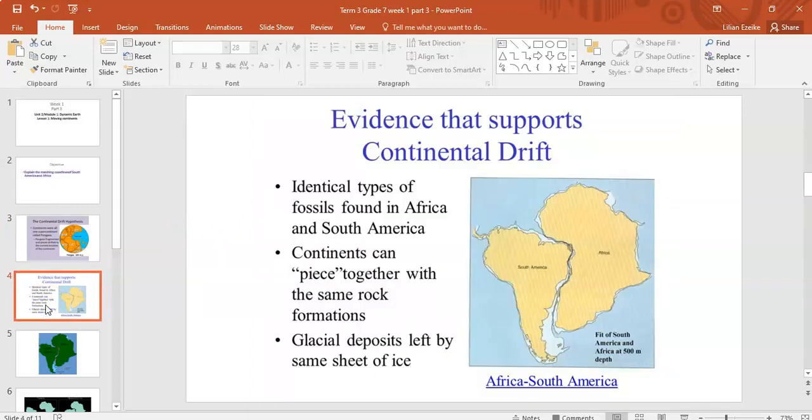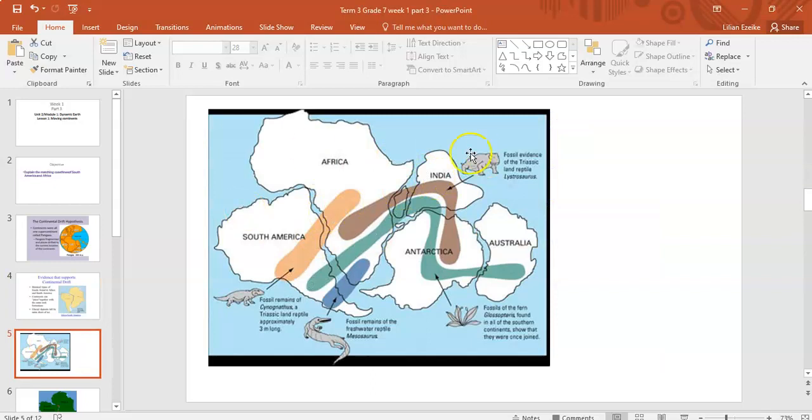Now, in the last lesson, we talked about 4 to 5 evidences that support that. The identical type of fossils found in Africa and South America. We are going to look at that. We saw that in one of the slides. We saw that there is identical fossils found between the different continents over the Earth. We've seen this slide before in the previous lesson where I explained about the fossils that are buried beneath the surface of the Earth across the continents when they were all combined together.